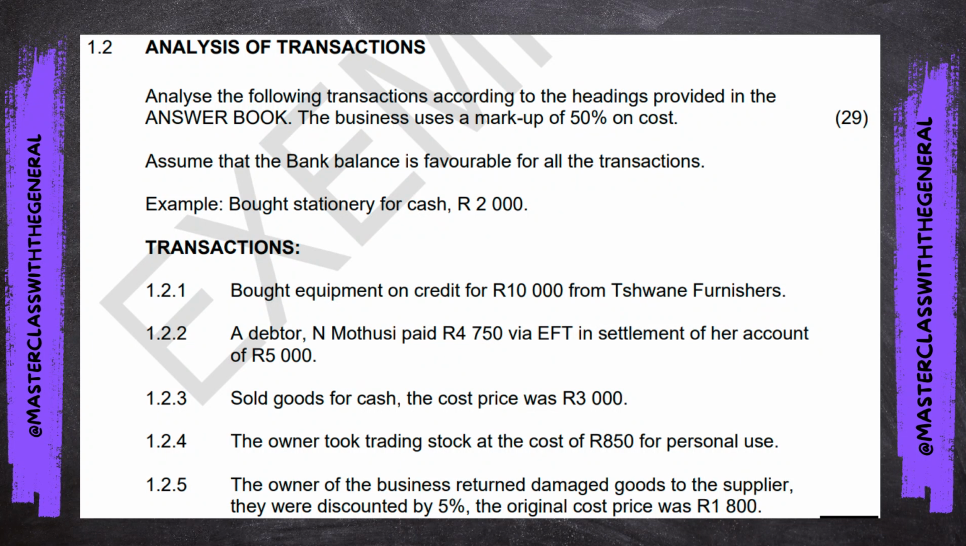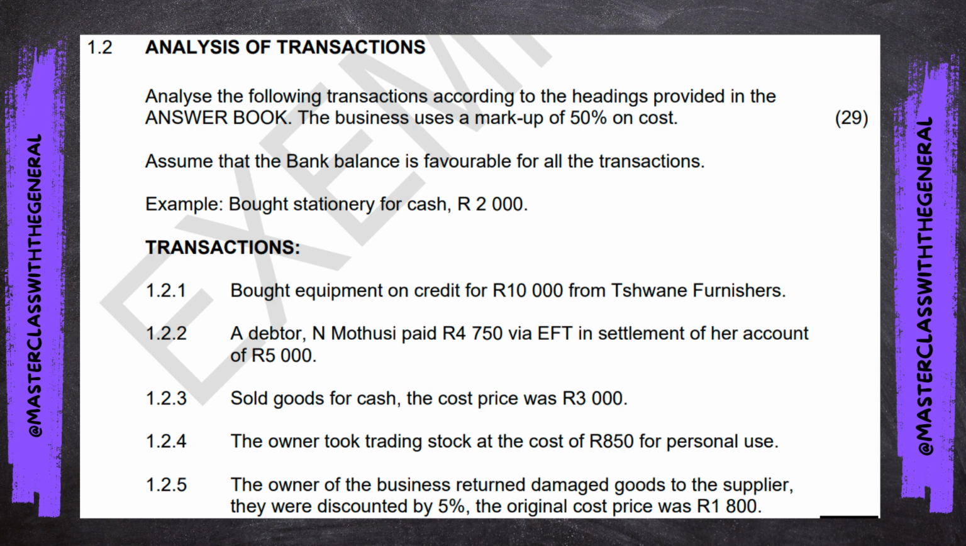Okay, guys, so today we're looking at the accounting equation from November 2023 Gauteng for grade 10, paper 1. And we start with our question. It says, analyze the following transactions according to the headings provided in the answer book. The business uses a markup of 50%. So we are going to note that and we'll remember that as we go.